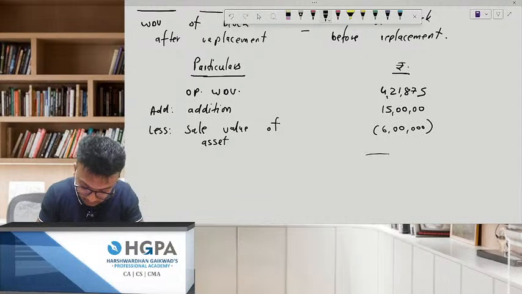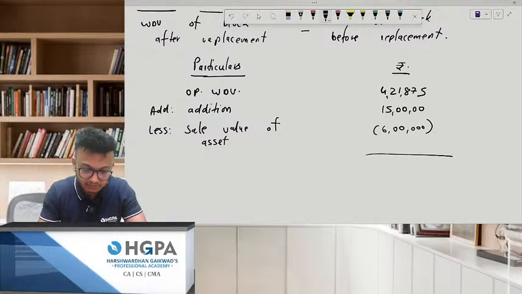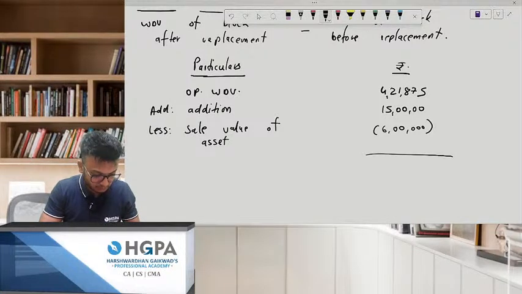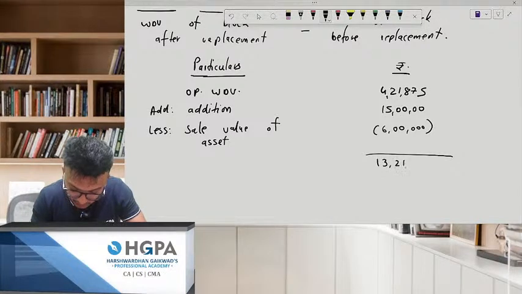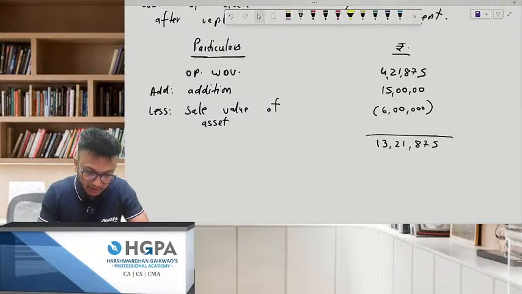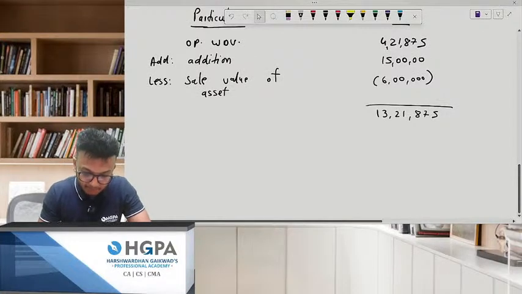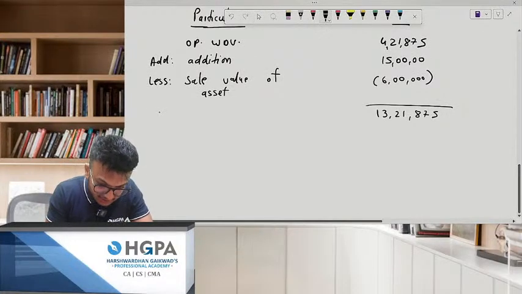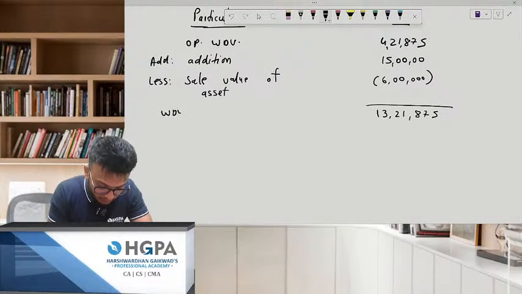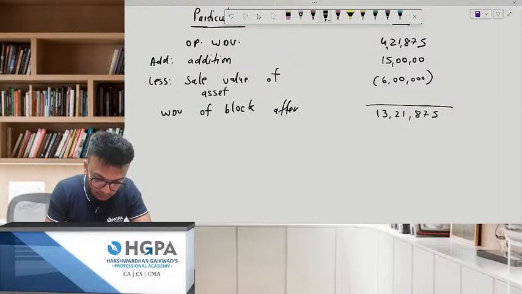Cool. Can you please give me the addition, how much is this? Fast. 13,21,875. Okay. Now this is the WDV of the block after replacement. One second. This is not the final figure.